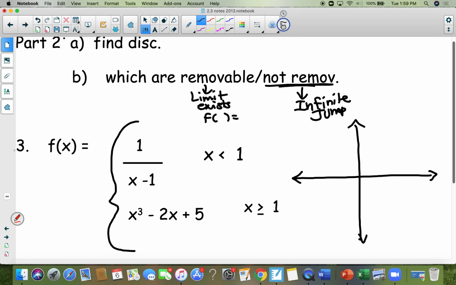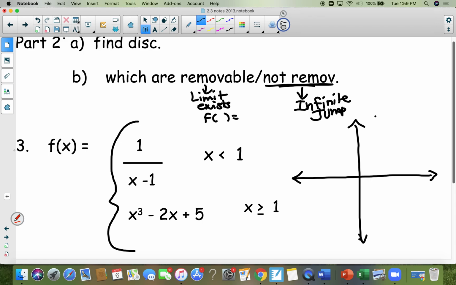Okay, if you did 1 divided by x minus 1, it looks like this type of graph. Are you almost done? Is that what you have? If you graph just 1 divided by x minus 1, it should look like that. But you only want the part where x is less than 1.